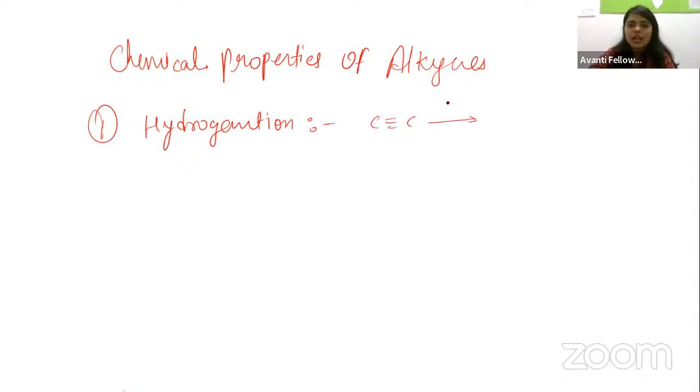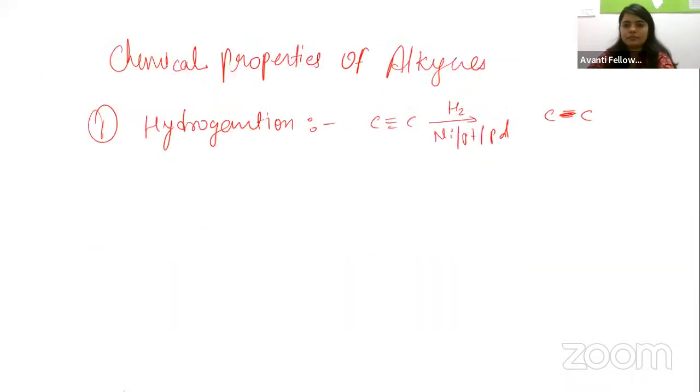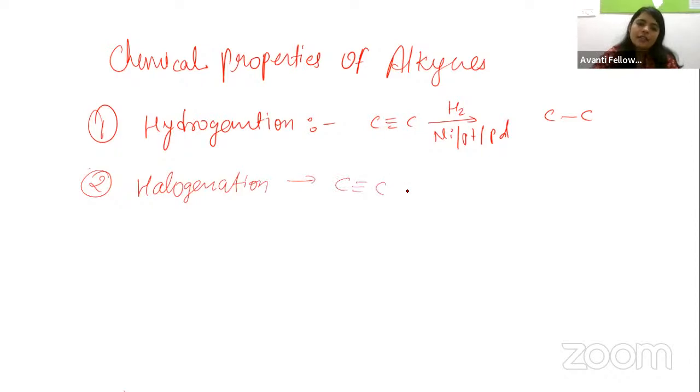मतलब इस तरीके से आप इसका हाइड्रोजनेशन कर सकते हो Ni, Pt and Pd के प्रेजेंस में, and you will end up with alkane. Okay, next, halogenation. Halogenation we have studied. So in the halogenation, you will take alkyne, then first mole of X2, you will get alkene halide, then another mole of X2, you will get tetrahalide of alkenes.